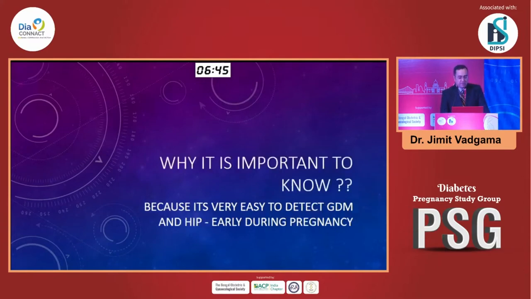Again, it is very important to know, because if you know, then it is very easy to detect GDM and hyperglycemia in pregnancy. And if you detect early in pregnancy, you can treat it very well. So early detection and screening is very simple, and our whole Indian guidelines are so simple. Even a general practitioner can do it in the OPD. This is very easy to detect, but if you know and if you spread the awareness, you can definitely prevent this.